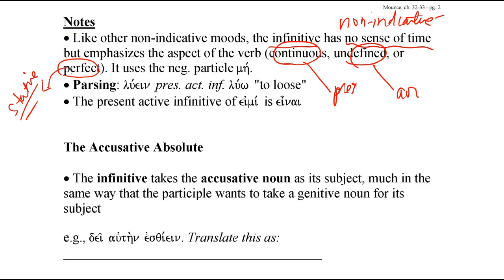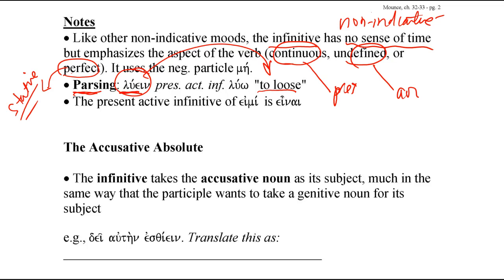And then when you parse, the parsing is much simpler because we often translate the infinitive as to loose in its most simplest form when it's not used in a sentence and you have a single word. Probably to loose is the best way to translate it. But when we use it in a sentence, you're going to learn to translate this into a clause.